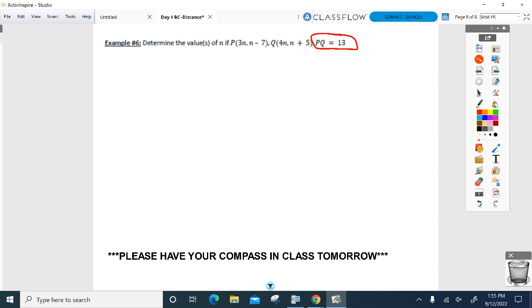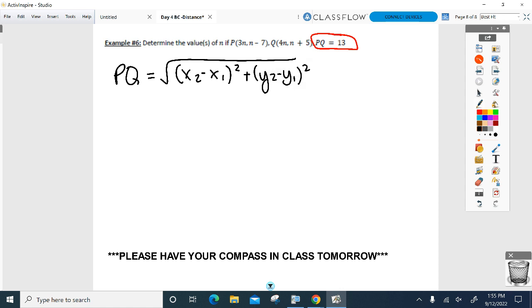All right, so I'm using the distance formula. PQ equals the square root of x2 minus x1 squared. It's going to get heavy in here. Buckle up. Where's the 13 going? Where do I put the 13? The distance. I'm not putting it underneath the radical. 13 is the distance, so I'm setting the radical equal to 13.